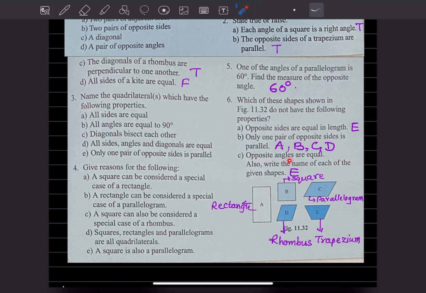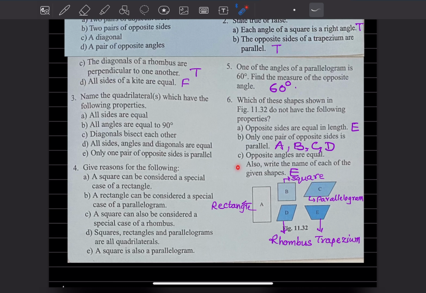Now, opposite angles are equal. Where can we see that opposite angles are equal? That is in this E. They do not have the opposite angles equal, so they do not have the following property. In all of these others, the opposite angles are equal.